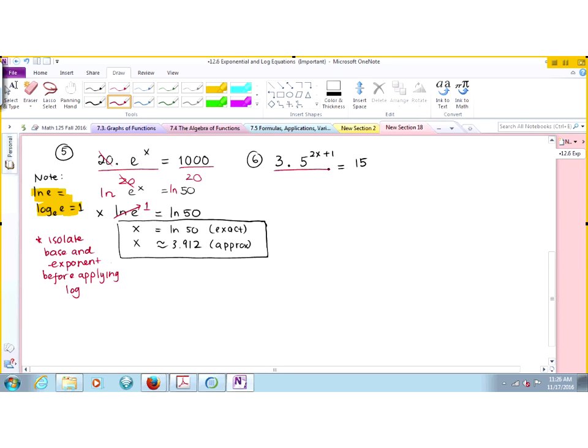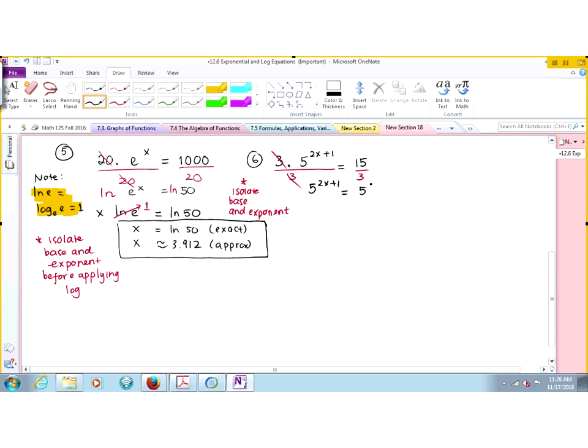So here again, what do we need to do? Divide by 3, both sides. So here we isolate base and exponent. I'm just going to write down base and exponent, and you know what I mean. We need to take out the 3 from here, so I only have the base and the exponent before applying ln or log. So 5 raised to the 2x plus 1 is equal to 5.